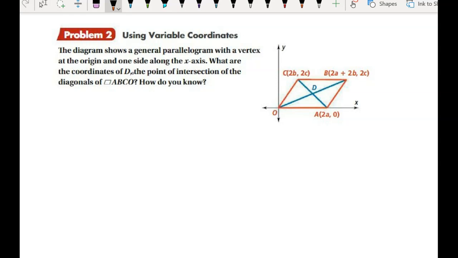So I know that OD is congruent to DB, and I know that CD is congruent to AD. I do not know that the diagonals are congruent to each other. I just know that they bisect each other.